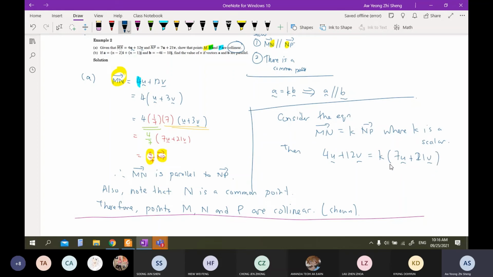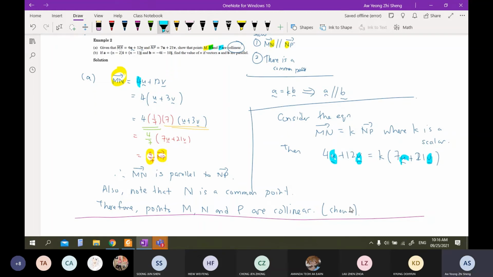Okay. Then I think you are stuck because they didn't say that u and v are non-parallel vectors. They didn't say that u and v are non-parallel vectors. So you actually can't compare coefficients. You are stuck here. You can't proceed to compare coefficients.